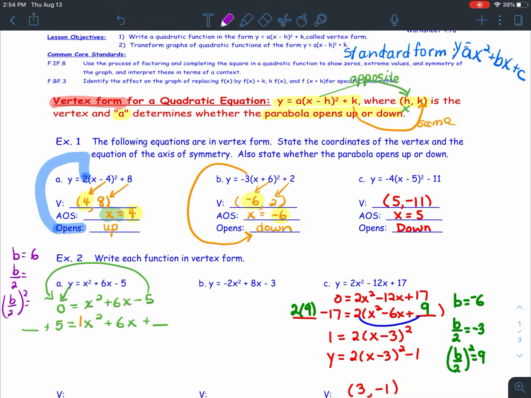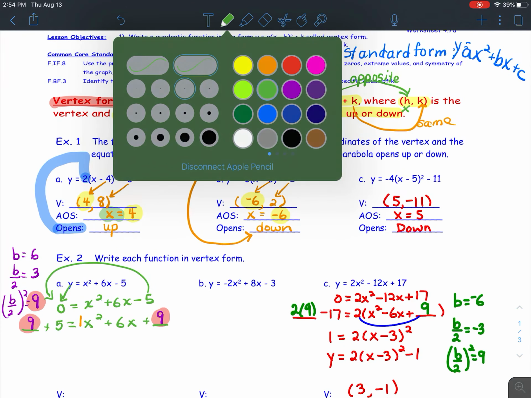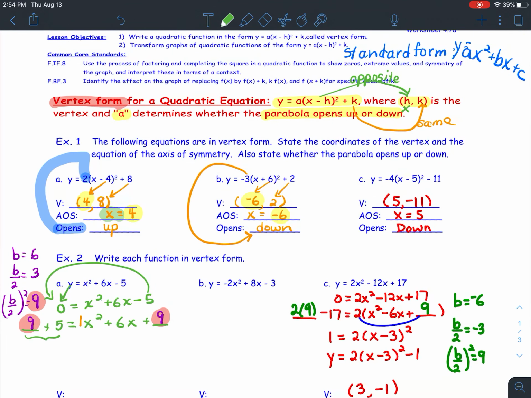So I'm going to go ahead and off to the side, I'm going to say, all right, here's my b. Then this is my b divided by 2. And this is my b divided by 2 squared. Okay, the b value is this 6 right here. So that's my b. B divided by 2 would be 3. And b divided by 2 squared, that would be 9, okay?